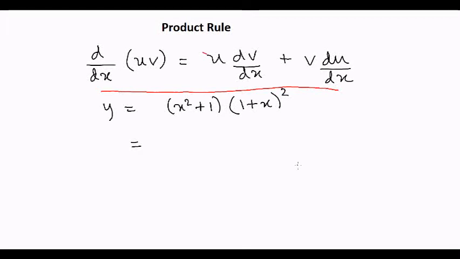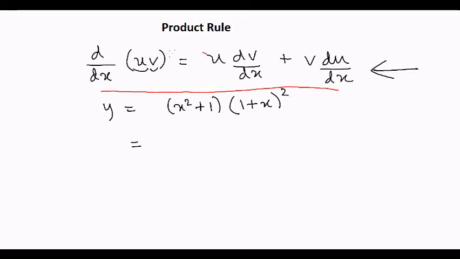Today we are going to look at something called the product rule in differentiation. Product rule by itself has no meaning, but it just makes differentiating complicated functions easier. The one indicated in the red line is what we call the product rule. Suppose you have a function which is the product of two different functions, u and v, and you can choose whichever is u and v later.